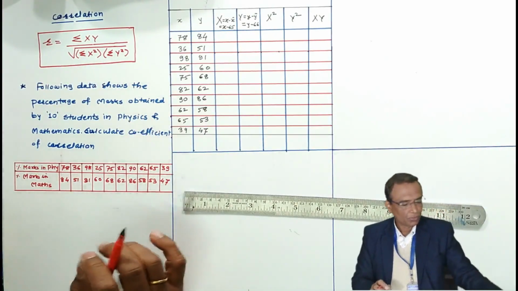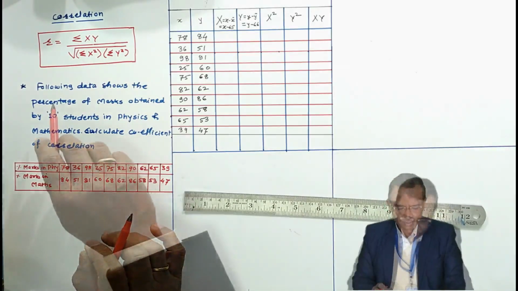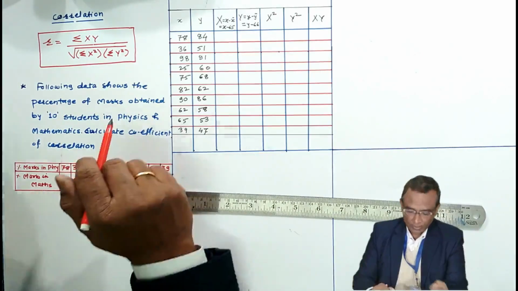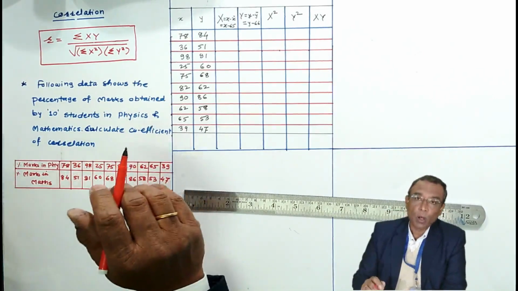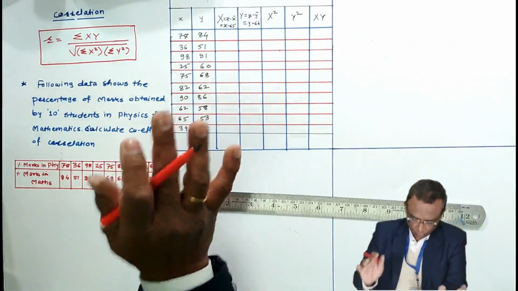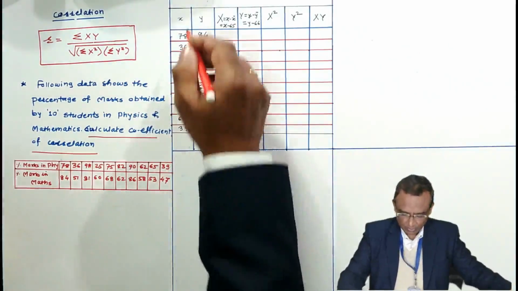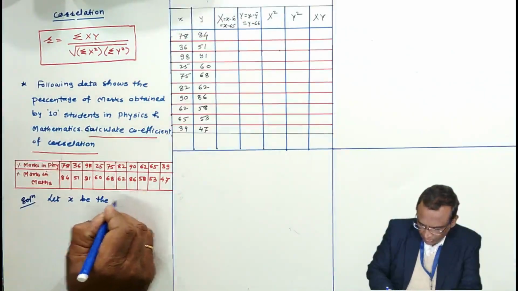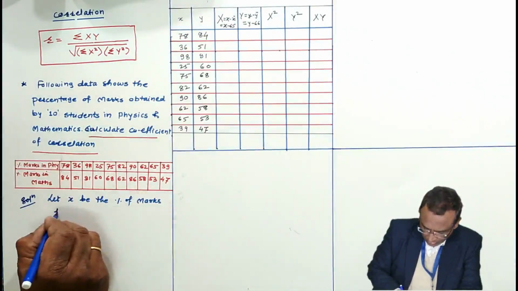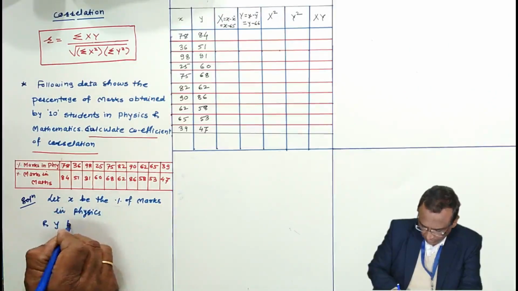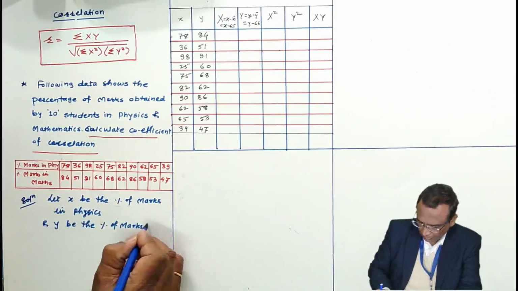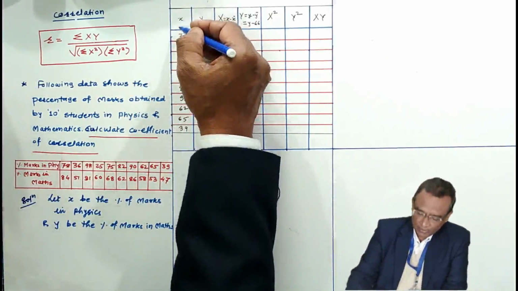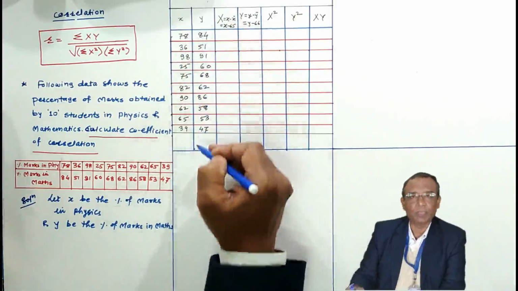So very quickly, we are going to solve one problem. The following data shows the percentage of marks obtained by 10 students in physics and mathematics. We have to find how much they are correlated, that is, the coefficient of correlation. In this table, small x and small y are given. Let x be the percentage of marks in physics and y be the percentage of marks in mathematics. So we have given names to the variables.